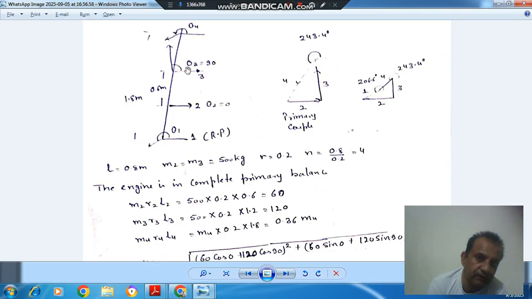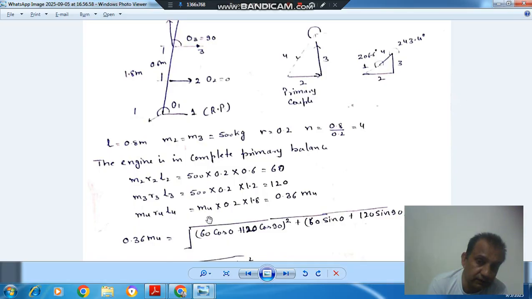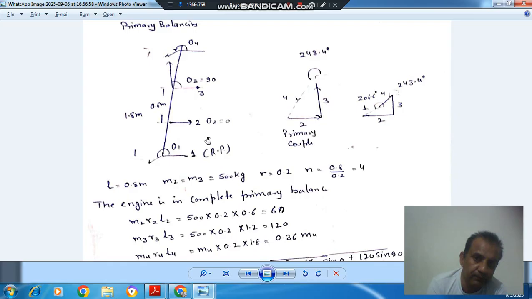For the fourth, its mass is M4. R is the same for all the cylinders or all the cranks. So M4 into 0.2 and this distance is 1.8, that is 0.36 M4. Now if we draw the primary couple diagram, this is the indication of the different couples. Here 2 is at 0 degree, 3 is at 90 degree. 1 is not causing any couple because it is the reference plane. So this will be your fourth.